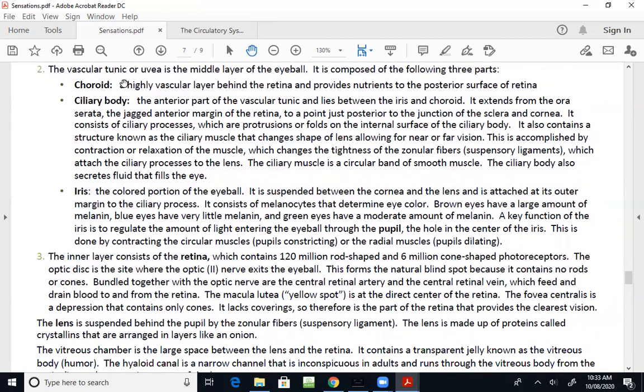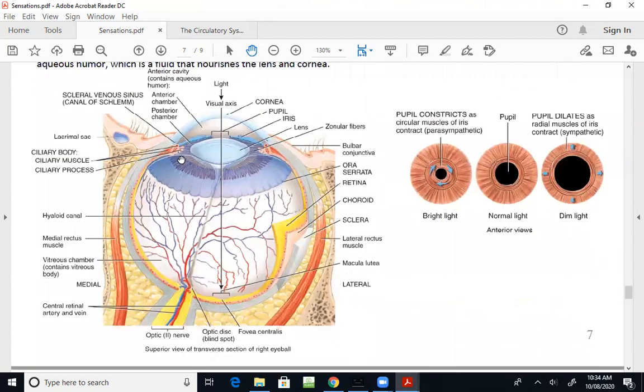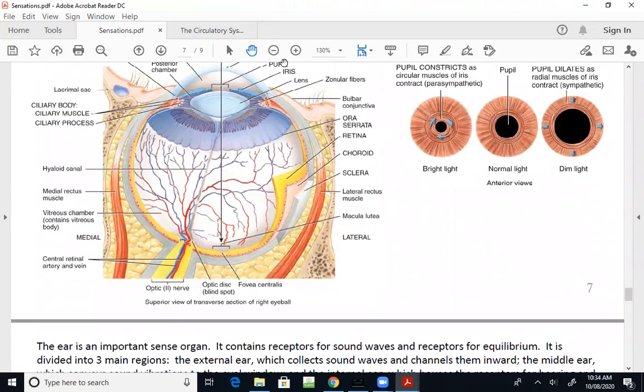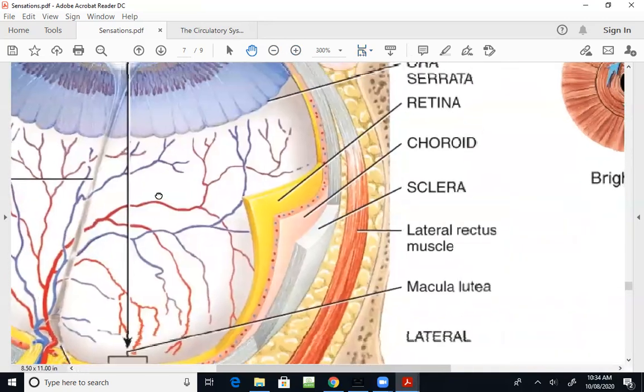All right, the vascular tunic. The term vascular right there is going to tell you that there's going to be blood flow involved. The uvea has 3 parts to talk about. The choroid, which is a highly vascular layer behind the retina, providing nutrients to the posterior surface of the retina. It is shown here in our picture.